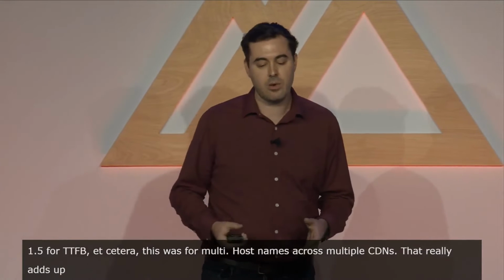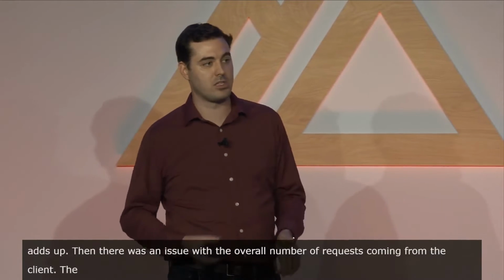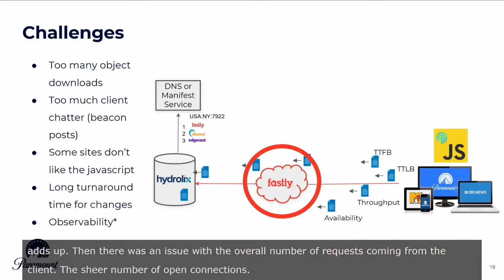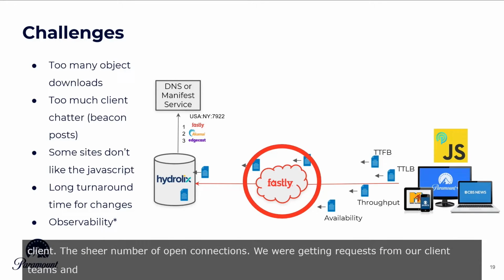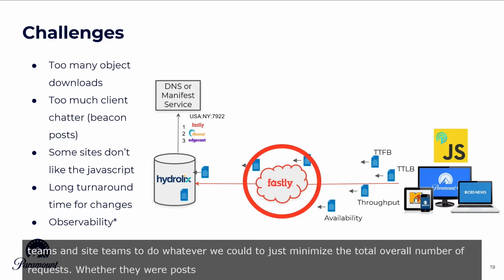And then there was an issue with the overall number of requests coming from the client. So just the sheer number of open connections, right? We were getting requests from our client teams and site teams to do whatever we could to just minimize the total overall number of requests, whether they were posts or downloads.